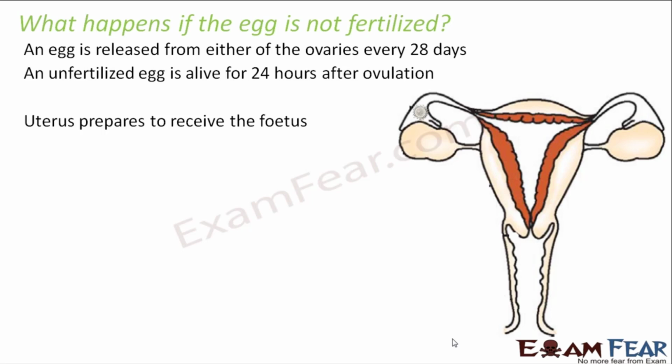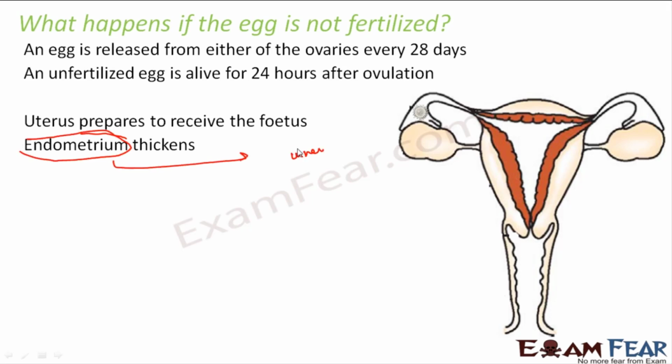So the uterus should also prepare itself so that it can receive the embryo, right? Because once the embryo comes to the uterus, it is going to stay in the uterus for 9 months. So the uterus also does some preparations to receive the fetus. What kind of preparation does it do? Now there is an inner lining of the uterus. If you look at this picture, the orange colored structure here is the inner lining of the uterus. This inner lining of the uterus is known as the endometrium.